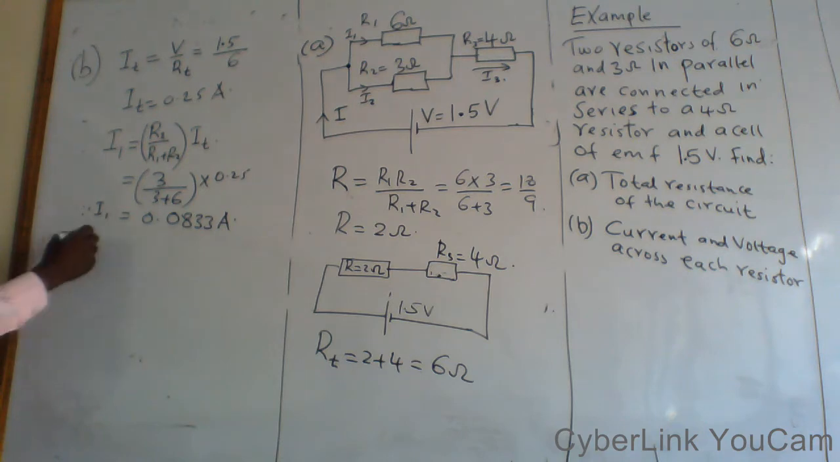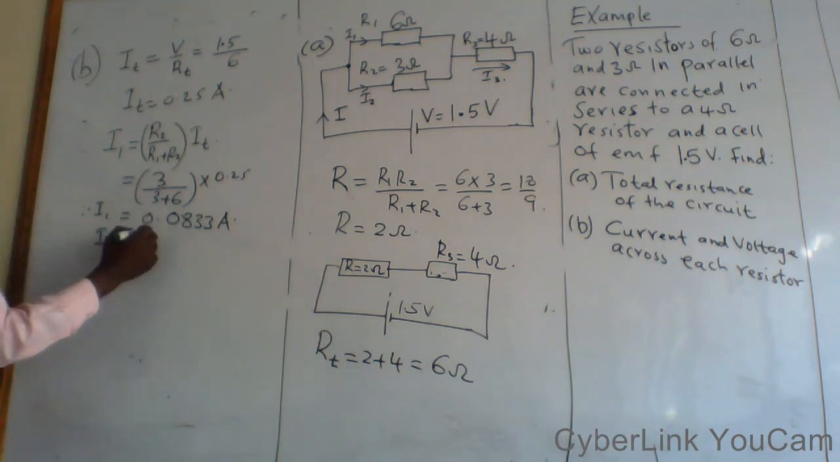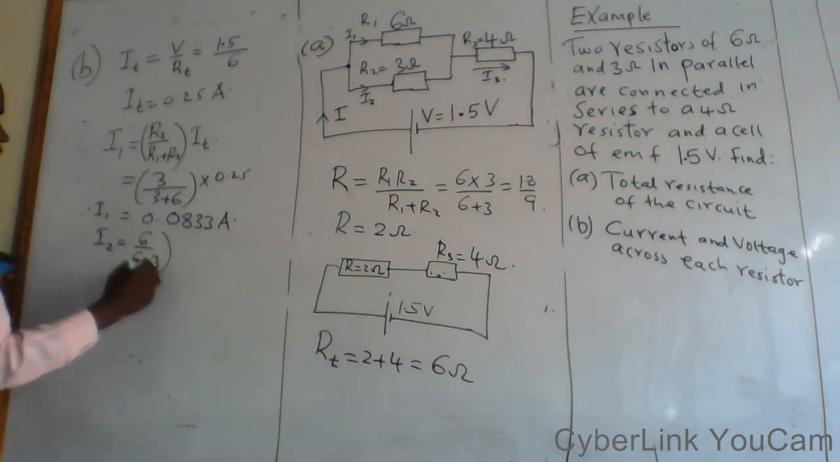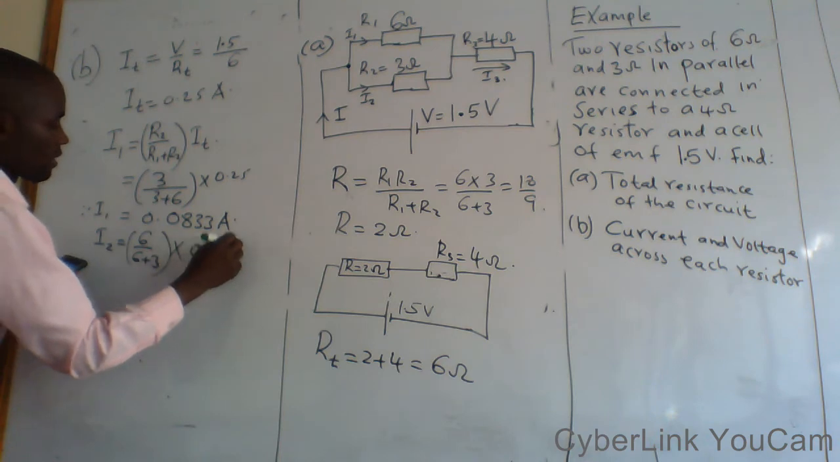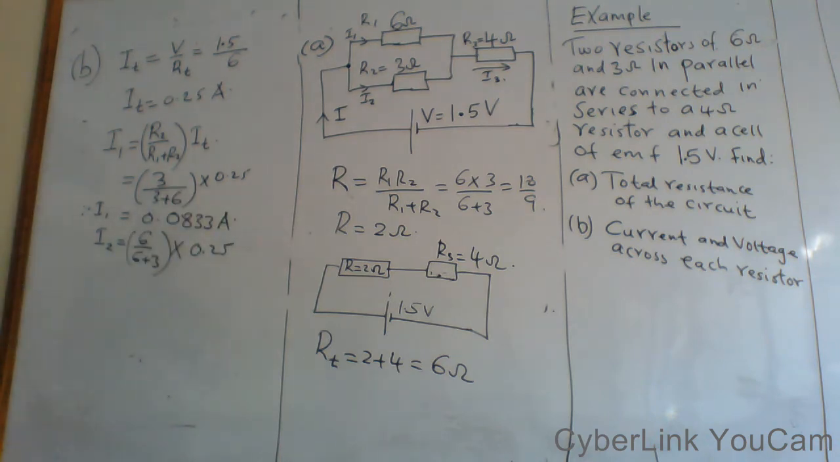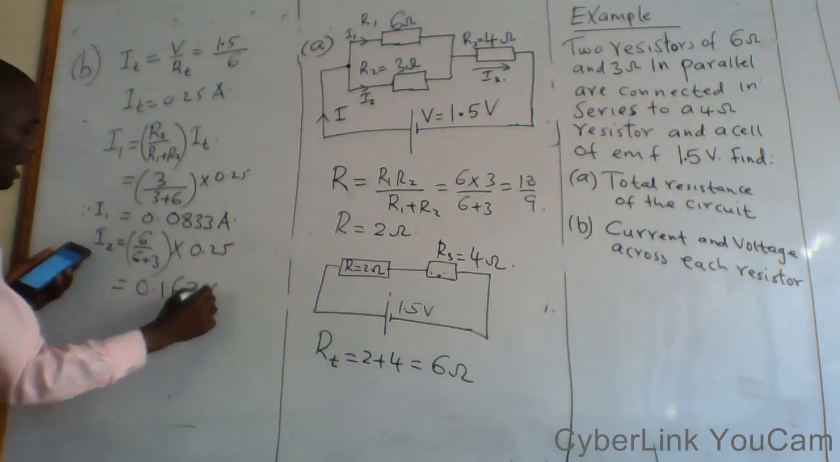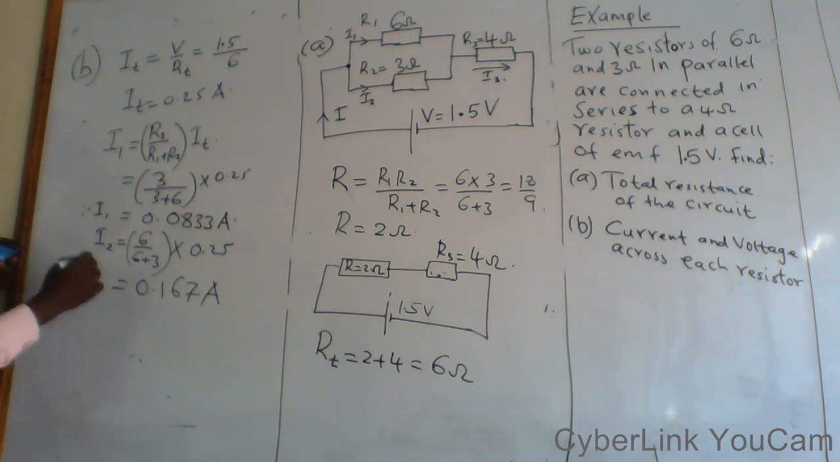If you want to get I2, it will be the same, and now you will use this. You will take 6 divided by 6 plus 3 multiplied by 0.25. Remember, this is 6 divided by 9 times 0.25, and you will get 0.167 amperes. That is your I2.